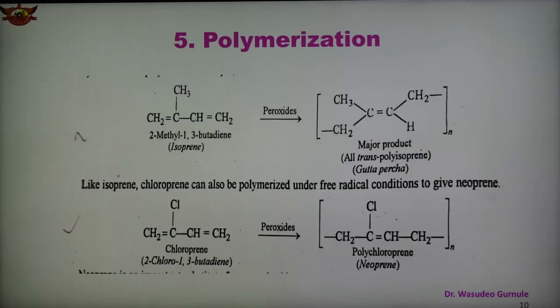Some more polymerization reactions are given here. As we have seen here, isoprene, like we have seen the polymerization, substituted dienes also undergo free radical polymerization, mainly by 1,4 addition, giving mainly the all-trans polymer. So only the trans polymers are obtained.